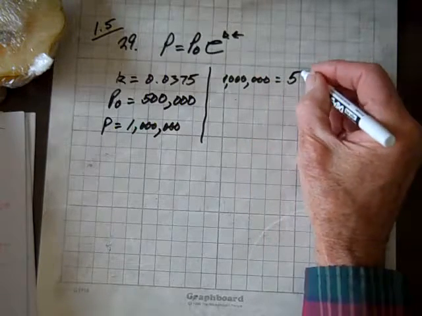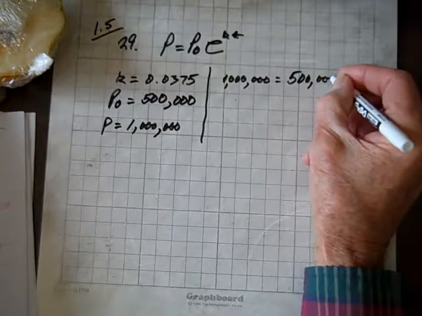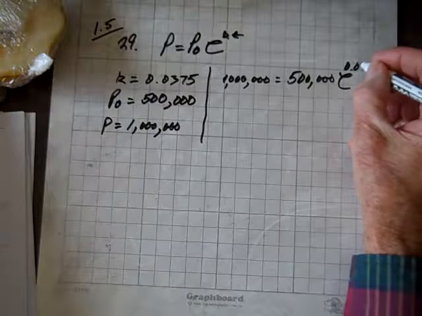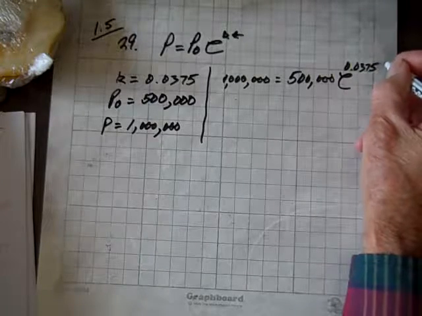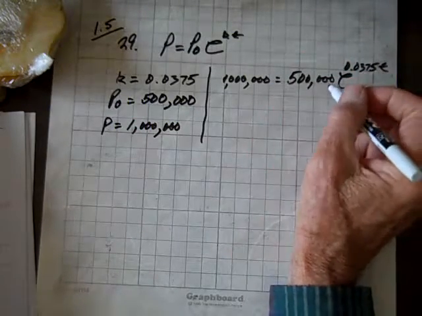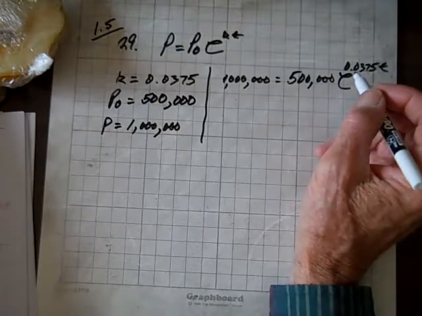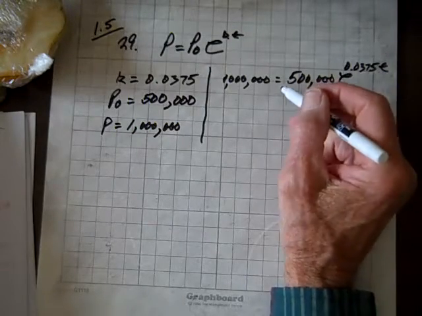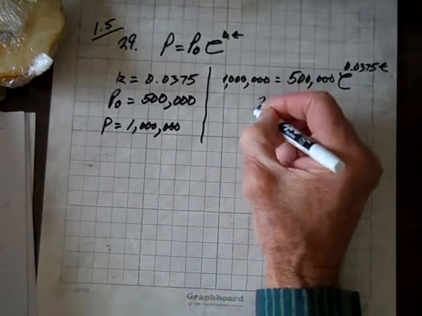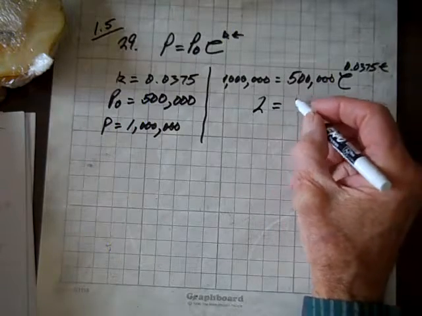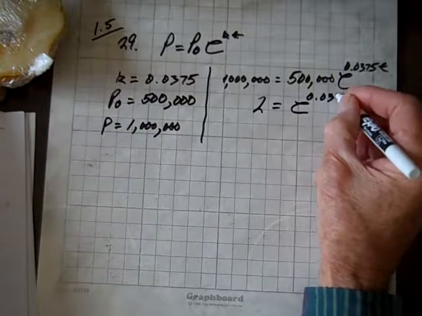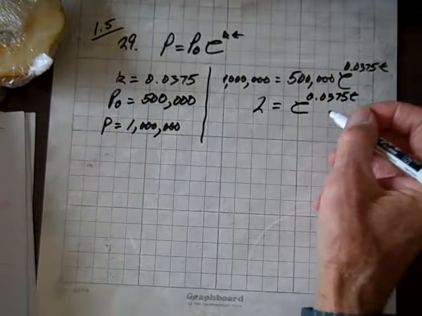1 million equals 500,000 e to the 0.0375t. And now we need to isolate t. So let's first divide both sides by 500,000. When we do that, 1 million divided by 500,000 is 2. And that equals e to the 0.0375t.